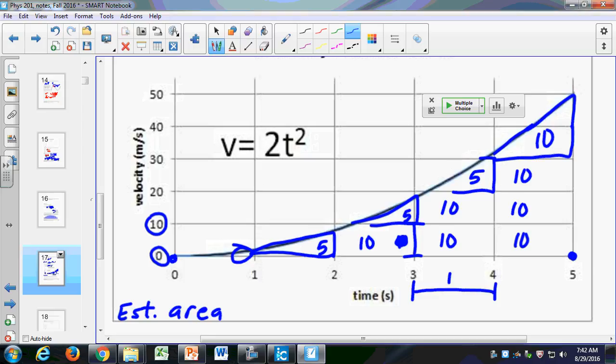Okay? So you'll have some problems like that. You'll have some in the homework, but probably on the exam too, where I provide you a function, and you have to find either the slope or the area of the graph.